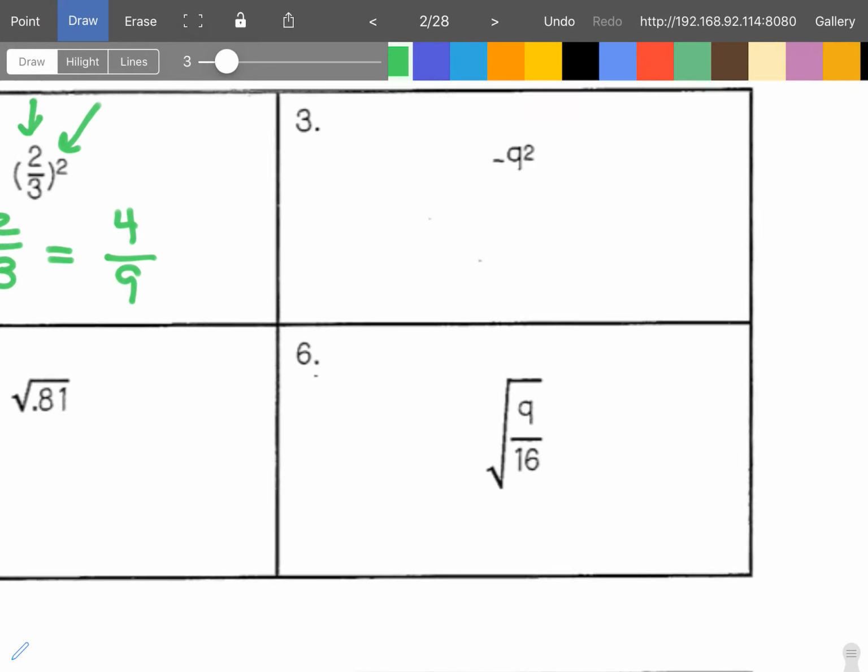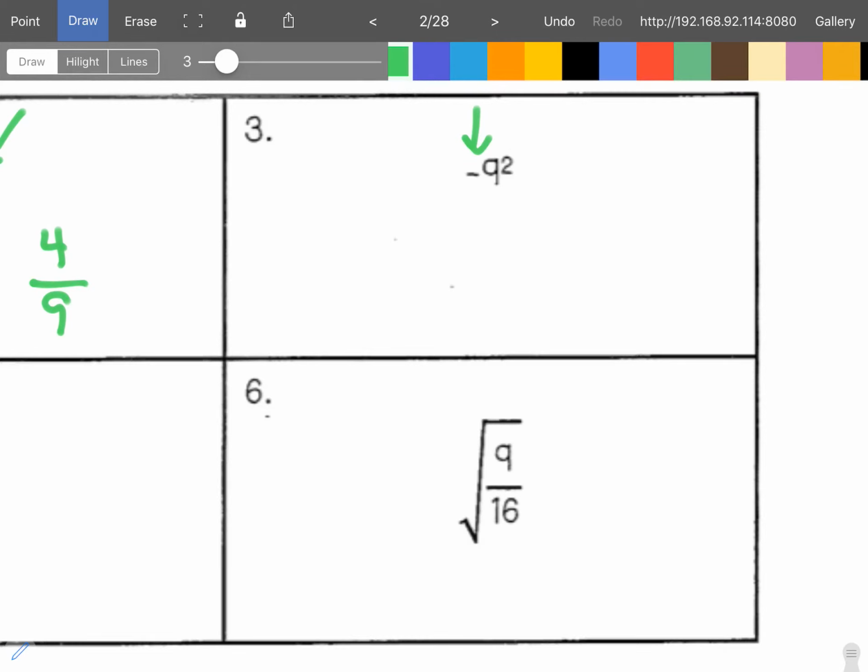Okay, number 3. Is the negative inside the parentheses? No, it is not. So remember, that just kind of stays out to the side, and we just do our 9 times 9, which would be what? 81, but then you still leave the negative out front there.